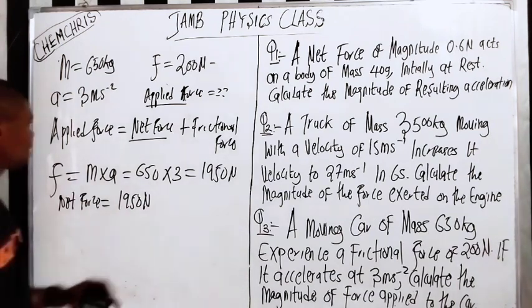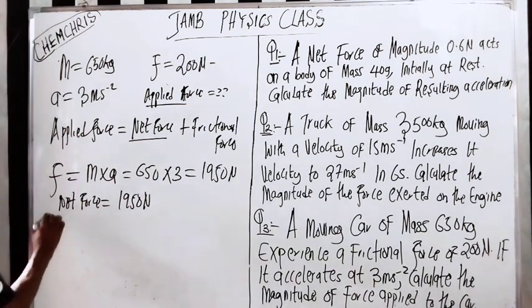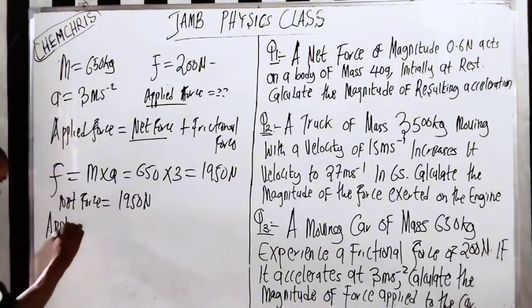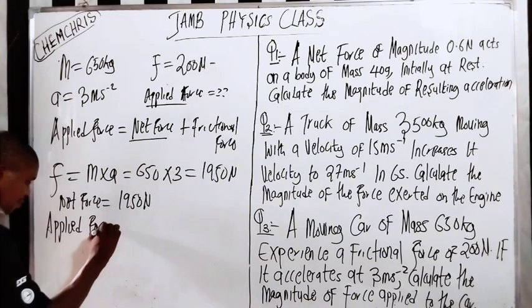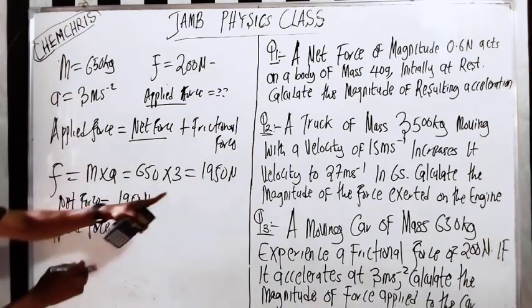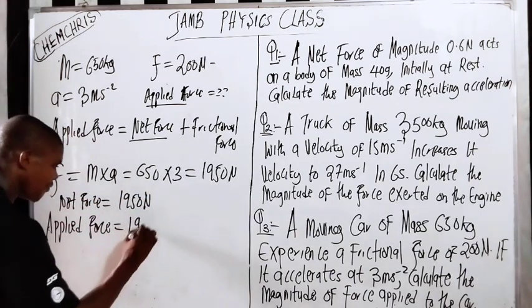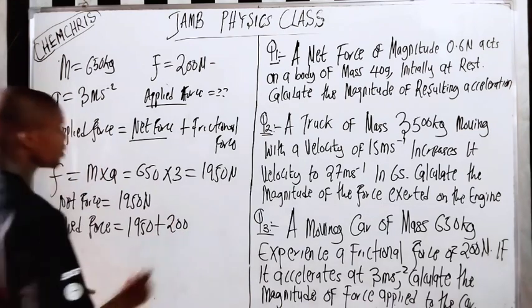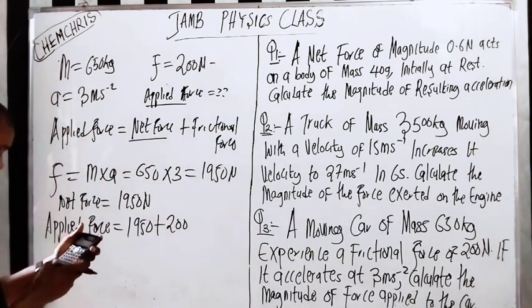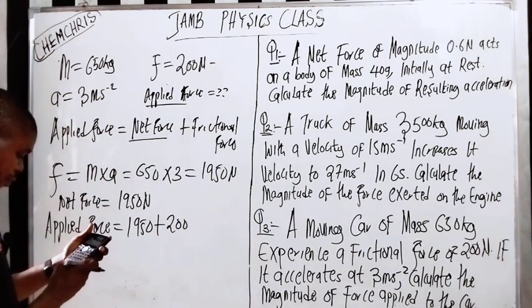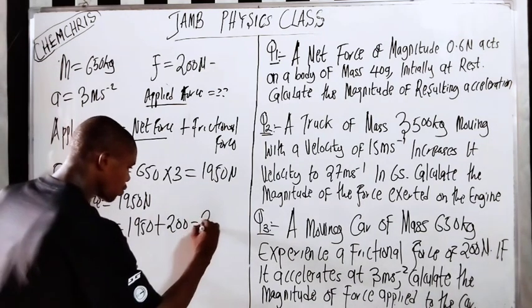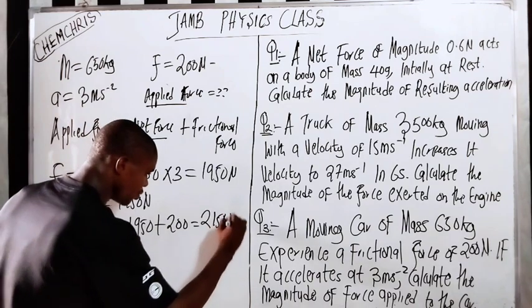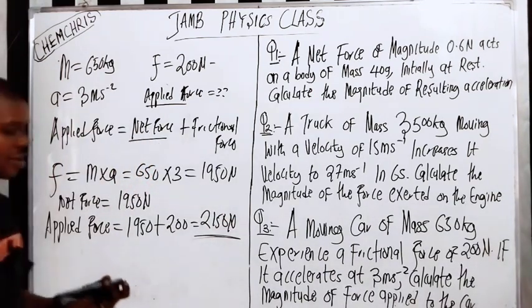Now when they say you calculate applied force, applied force equals the net force which I've calculated here, 1950, plus the frictional force, 200. So 1950 plus 200 equals 2150 Newton. That is the answer.